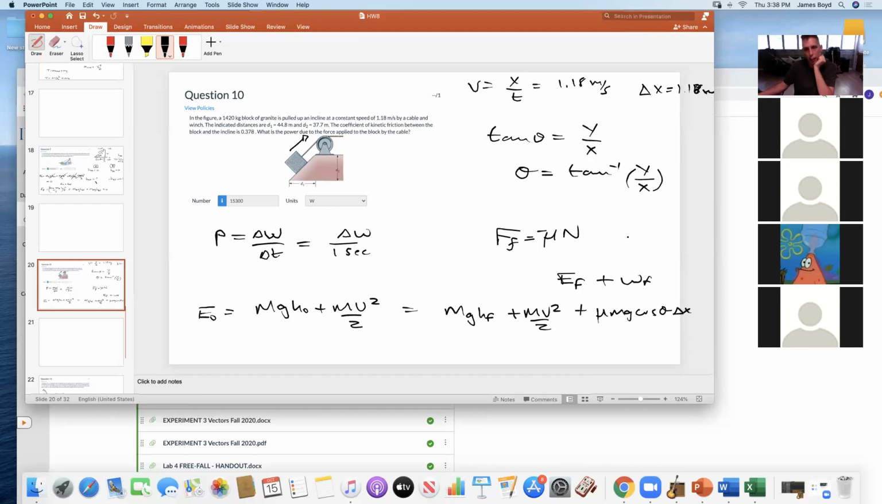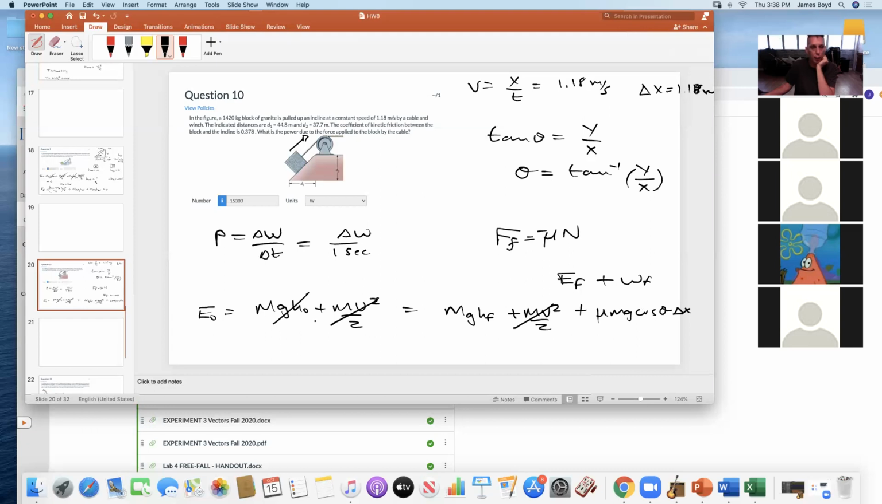You have theta from there. You have the mass. You know g. You know mu. Mu is given, 0.37. These go away because they are the exact same, we can assume that this was 0, right?